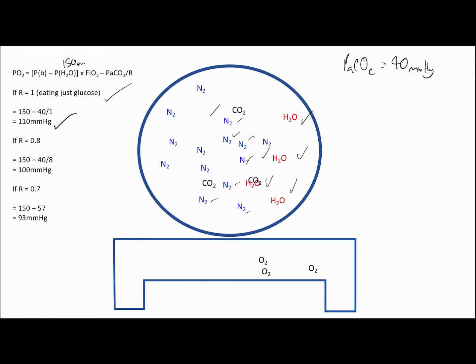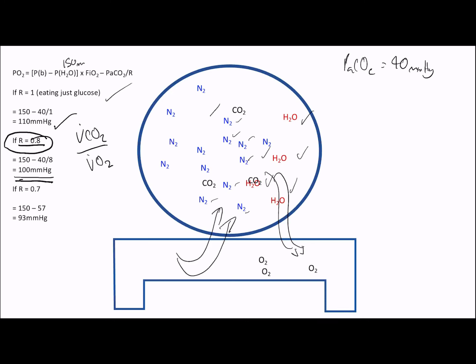If we have a normal diet, which is a mixture of fats and carbohydrates, then physiologists have measured the respiratory quotient, which is VCO2, carbon dioxide produced, to amount of oxygen consumed, at 0.8, then this becomes 100 millimeters of mercury. That's because more oxygen is leaving the alveoli for the carbon dioxide that enters. So the alveoli is losing a lot more oxygen. So we have to account for that.